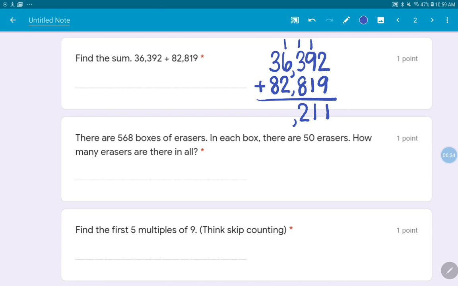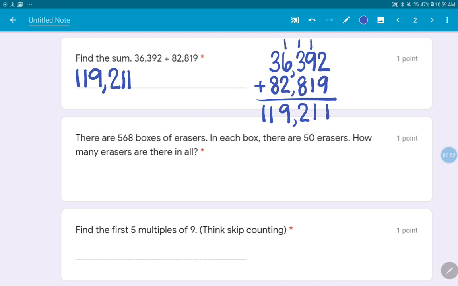9. 9. Okay. And then 11. So the sum is 119,211. All right, the next one.